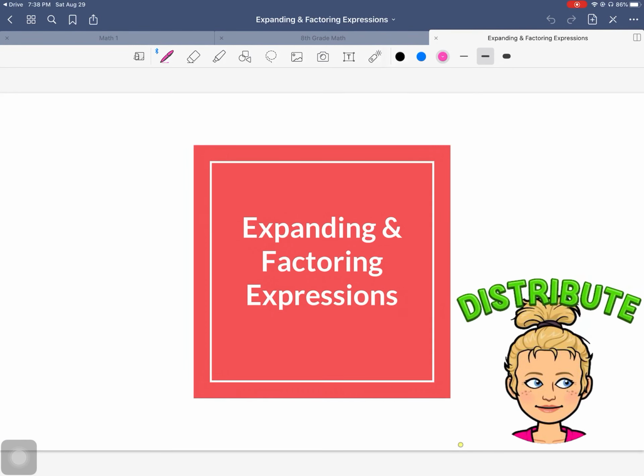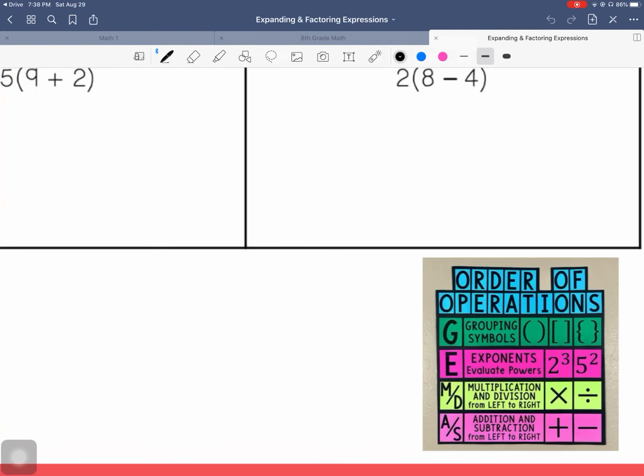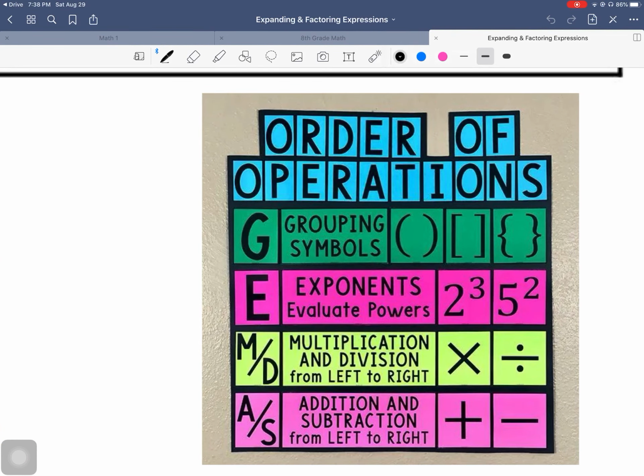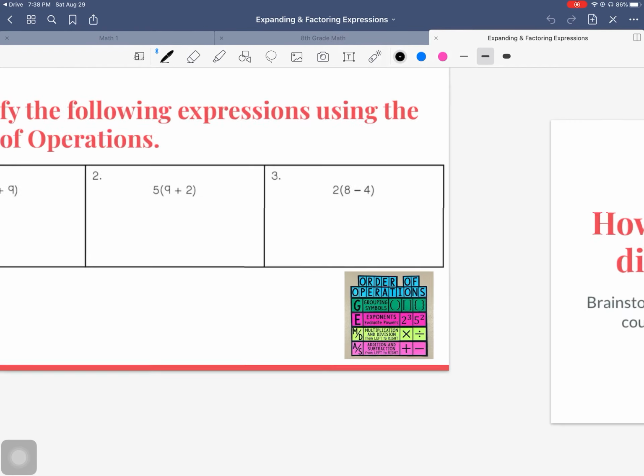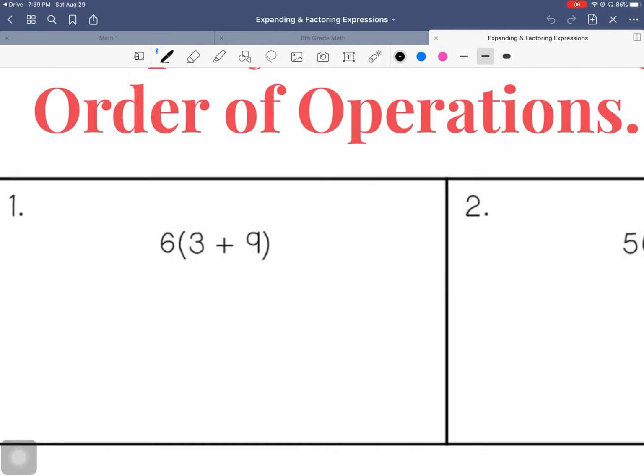Hey guys, today we're going to work on expanding and factoring expressions. All right, simplify the following expressions using the order of operations: grouping symbols, exponents, multiplication, division, and addition and subtraction. Let's see what we remember from previous years.